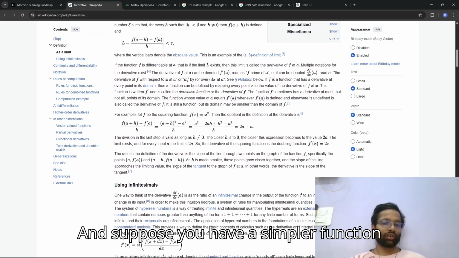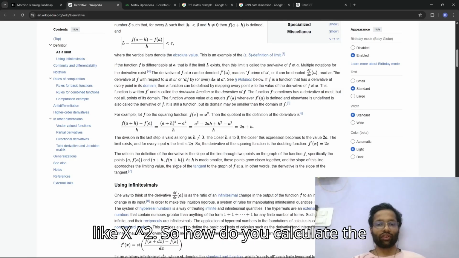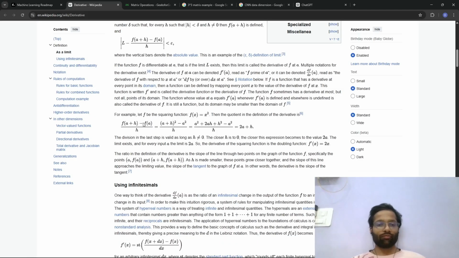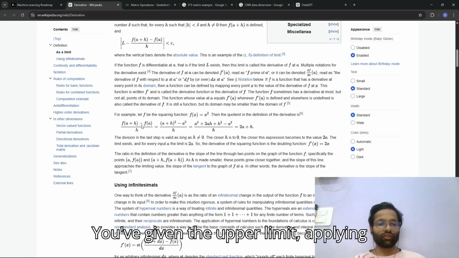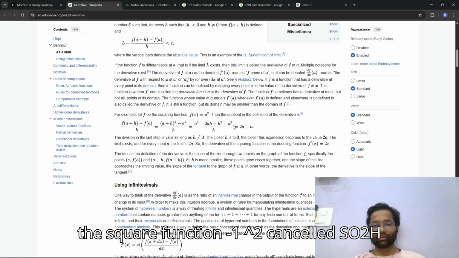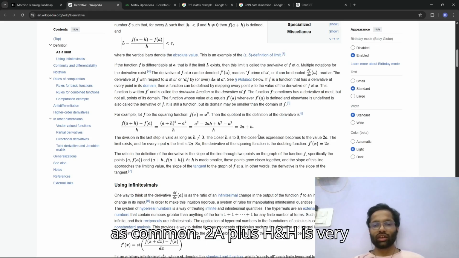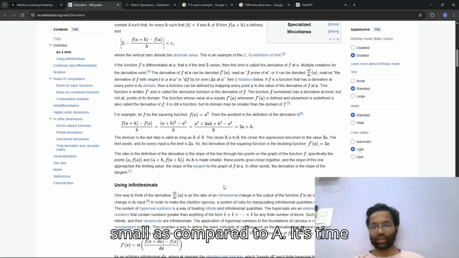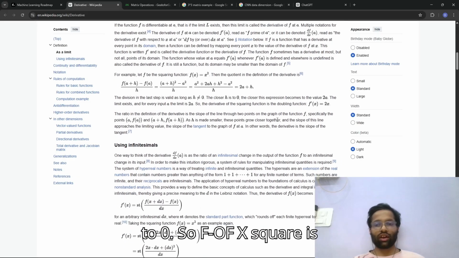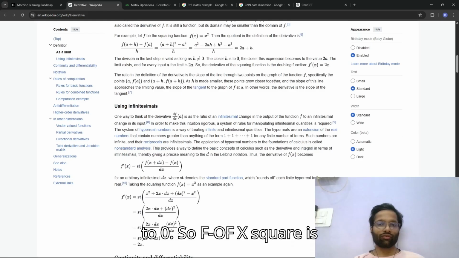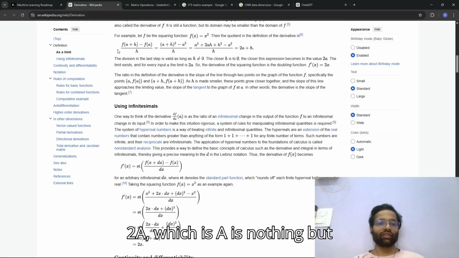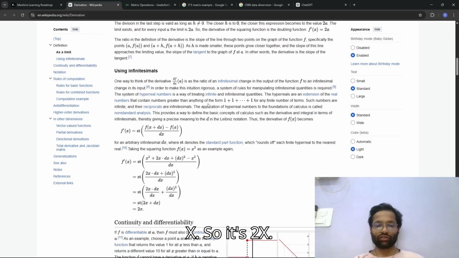And suppose you have a simpler function like x squared. So how do you calculate the derivative? You apply the limit definition with the square function, the a squares cancel, so you get 2ah plus h square upon h. Taking h common, 2a plus h, and h is very small as compared to a, it tends to 0. So f dash of x square is 2a, and a is nothing but x here, so it's 2x.